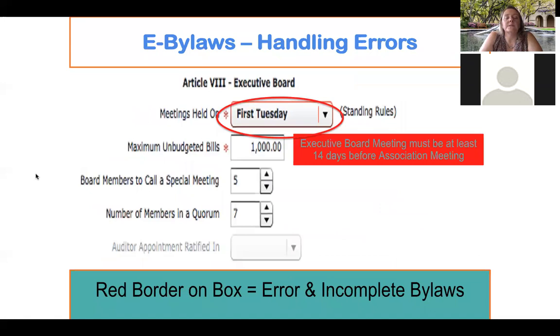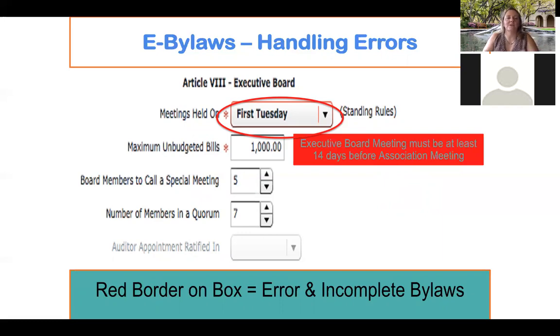Okay, so this is where you would talk about when your meetings are. So you can have the first Tuesday, third Thursday of the month. You can talk about how executive board meetings must be at least 14 days before association meetings. If in a given month you can't do it that way, because say in November it's Thanksgiving, and your meeting is the fourth Thursday of the month, but in November you have it on the third Thursday because the fourth Thursday is Thanksgiving, your board meeting is normally the second of the month.